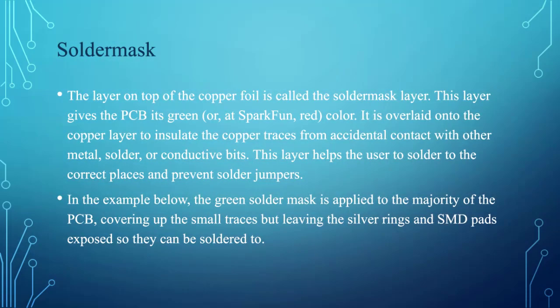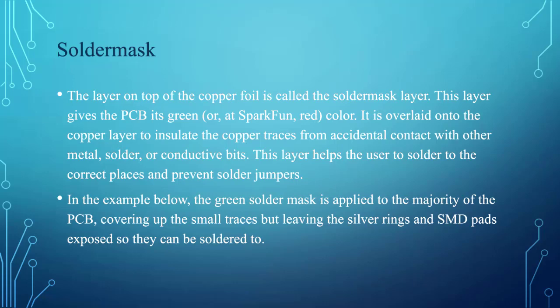Solder mask. The layer on top of the copper foil is called the solder mask layer. This layer gives the PCB its green or, at SparkFun, red color. It is overlaid onto the copper layer to insulate the copper traces from accidental contact with other metal, solder, or conductive bits. This layer helps the user to solder to the correct places and prevent solder jumpers.